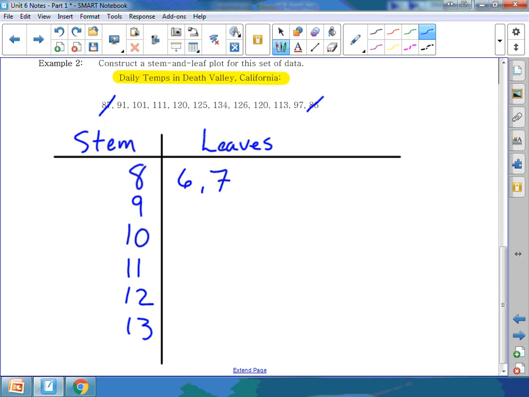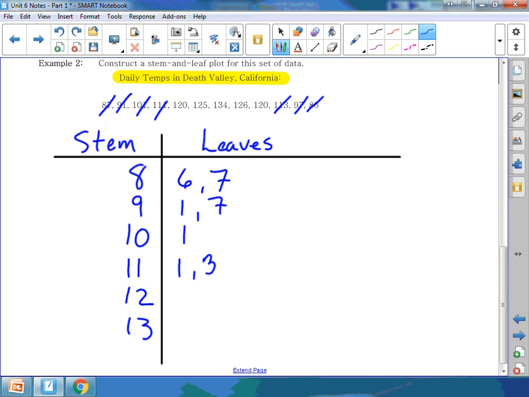Tell me what I'm going to put down for my 90s. What are my leaves here? What goes in the 90s, Joe? Yeah, we have 91 and 97, so in order. What about the hundreds? John Lee? Just a 1. Yeah, we just have a 101 there. How about the 110s? Carl? Yeah, we have a 1 for 111 and a 3 here for 113.